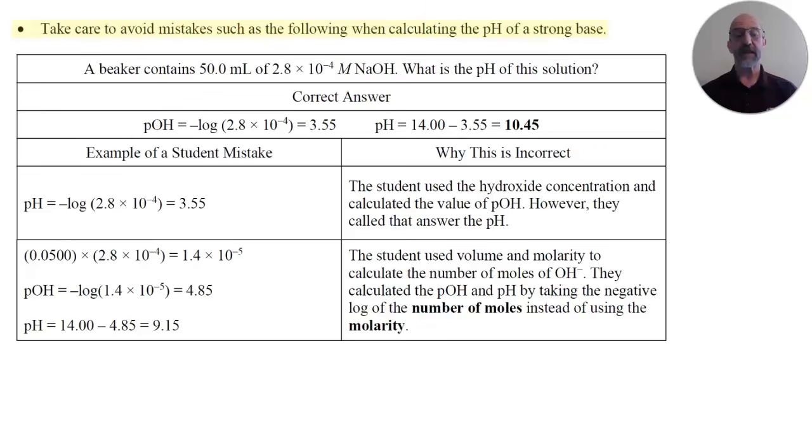My next piece of advice is to take care to avoid mistakes such as the following when calculating the pH of a strong base. So in this example, the student had to determine the pH of a solution, and it was 2.8 times 10 to the negative 4 molar for the concentration of sodium hydroxide.